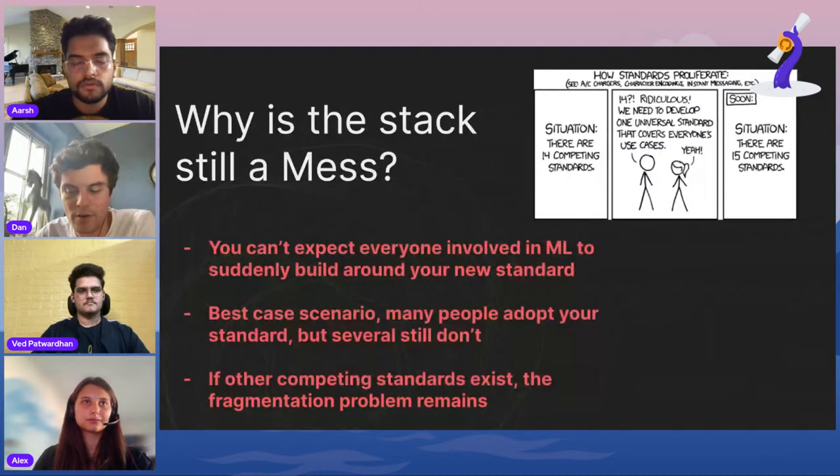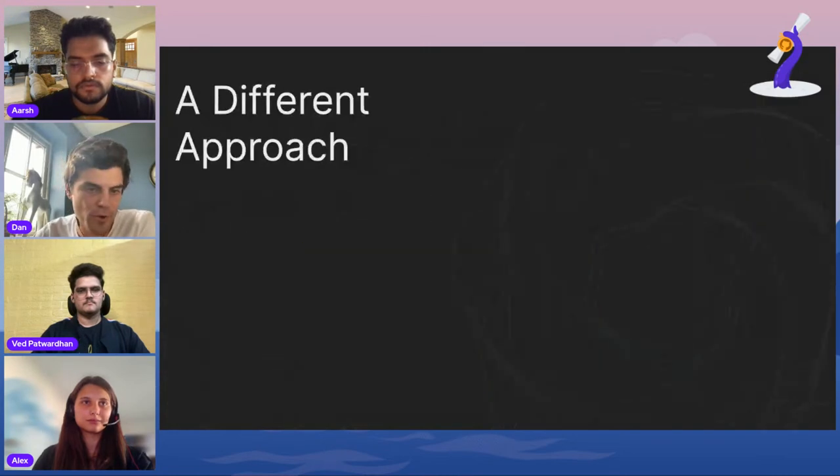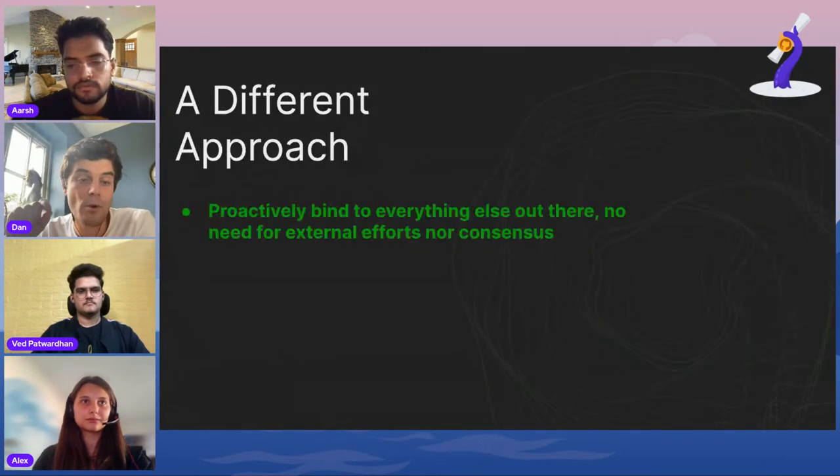So how are we trying to overcome some of these problems? We're taking a somewhat different approach whereby, first of all, we proactively bind to everything else that's out there. We don't need external consensus or external efforts, really.